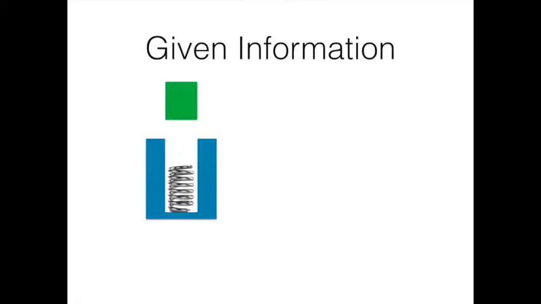The given information in the problem is that this green block is dropped on a spring, and there are these two blue walls on either side of the spring to show that it's not falling over or getting bent or anything funky like that. They tell us that the block weighs 250 grams, which is 0.250 kilograms. I'm just going to simplify everything to standard units to make it simpler.